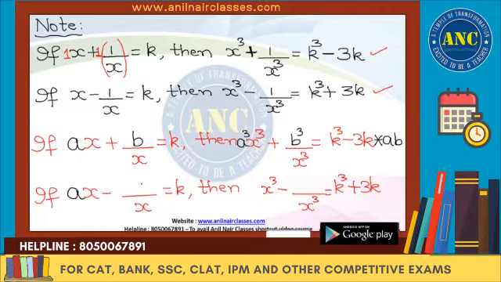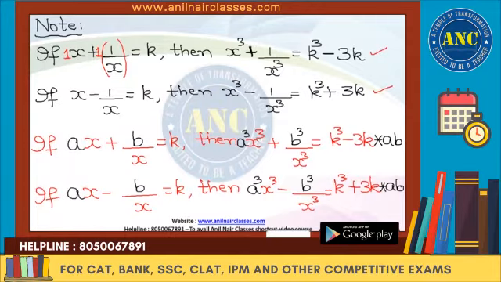Same thing here also. If ax minus b by x is equal to k, then a cube x cube minus b cube divided by x cube is equal to k cube plus 3k, but I should multiply by the coefficient of x, that is a, and the coefficient of 1 by x, that is b. This is the only difference we have introduced from our previous learning to this new learning, and we will see how well the problems can be solved. In fact, we have already solved this kind of problems, but only for power 1 or power 2.